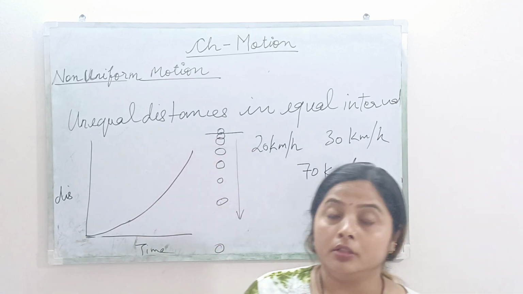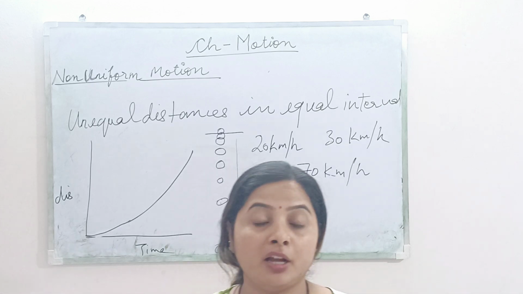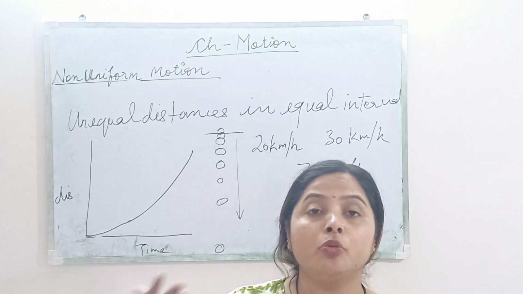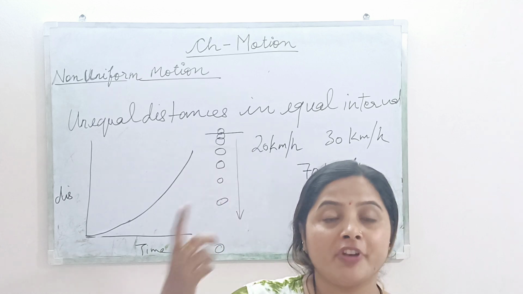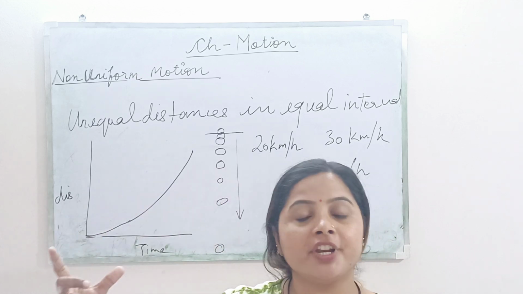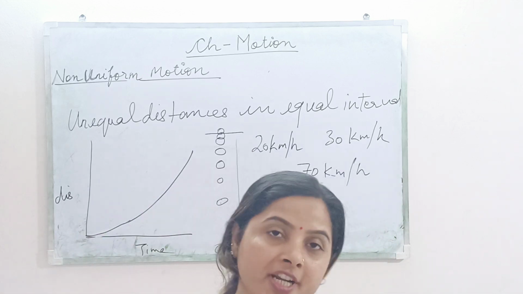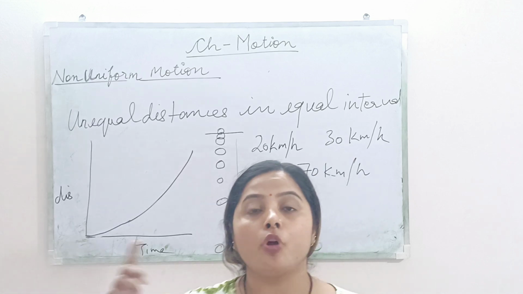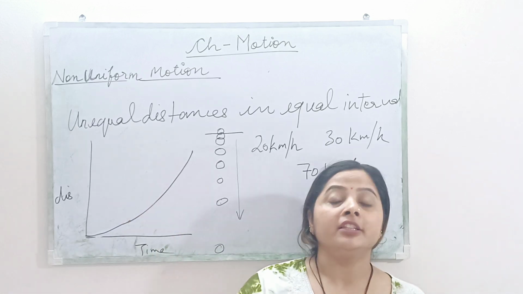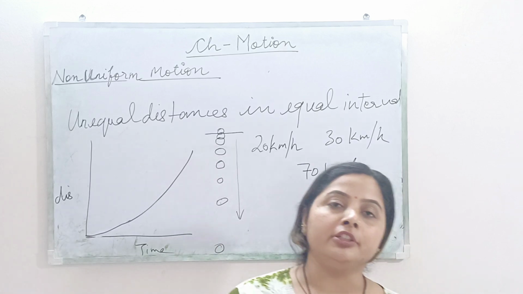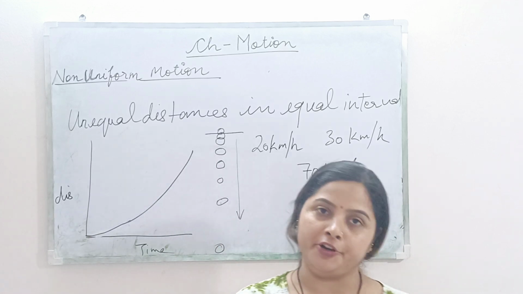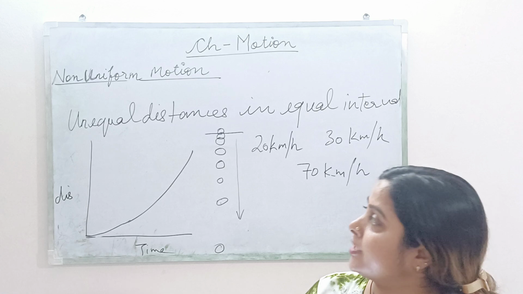Clear? Now, how can you get that the distance covered is equal or unequal? By finding out the difference. If the difference is same or constant, it means the body is covering equal distances, and if the difference is not same, it is not constant, then it means the body is covering unequal distances. I hope children, uniform and non-uniform motion is clear to you. Now coming to the next topic.